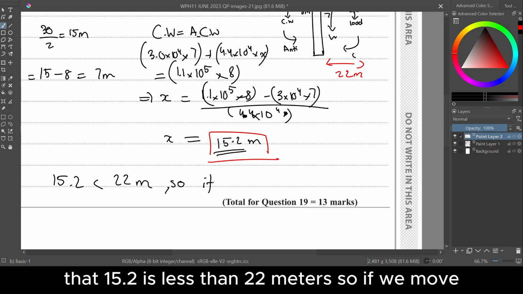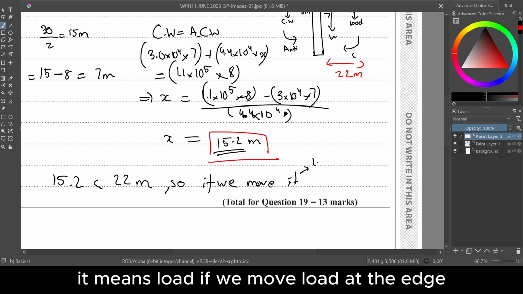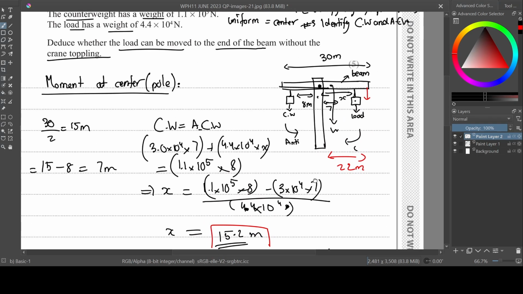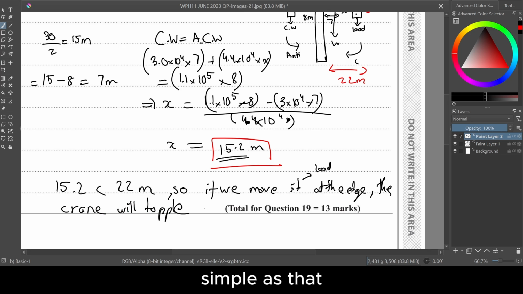So if we move the load to the edge, the crane will topple. Yeah, the crane will topple. Simple as that.